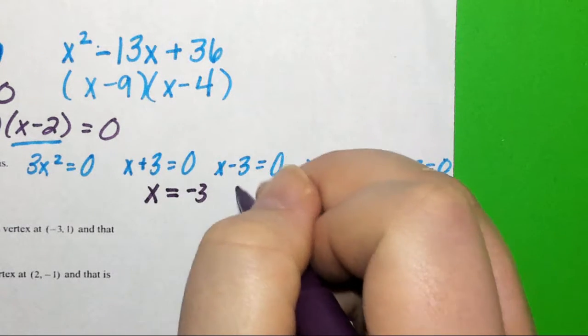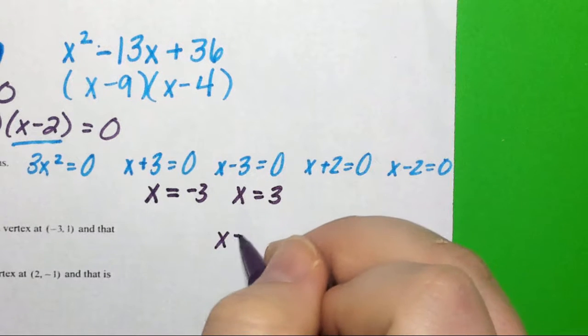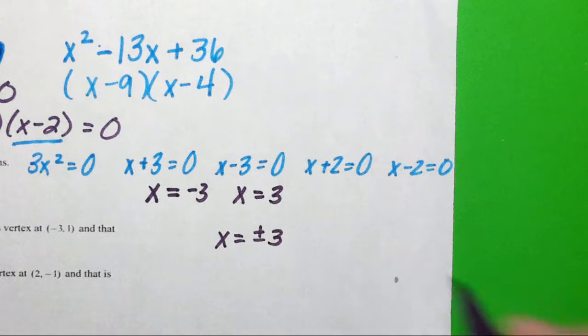Yeah, so I get negative 3 here and positive 3 here. And so if we wanted to combine that, we could say x equals plus or minus 3. He's correct.